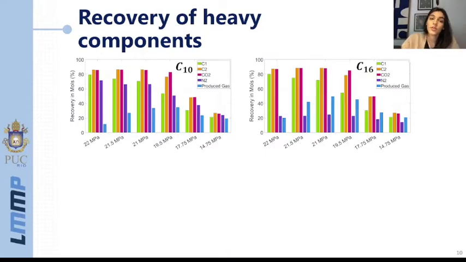The other thing we looked into in the results was the recovery of heavy components, because ideally we want to vaporize not only the light components in the liquid, but also the intermediate and heavy components. So in these graphs, we have the recovered moles as a function of the pressure and the injected gas for the C10, decane, and the C16, hexadecane, in the network.